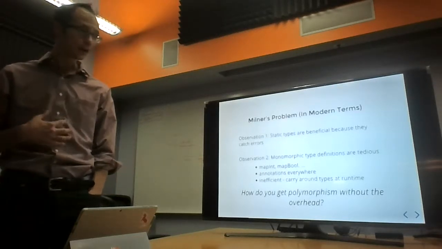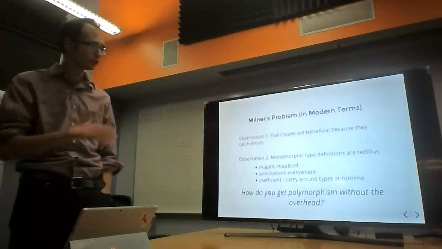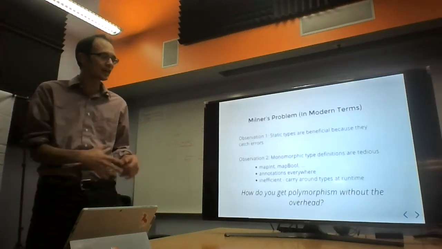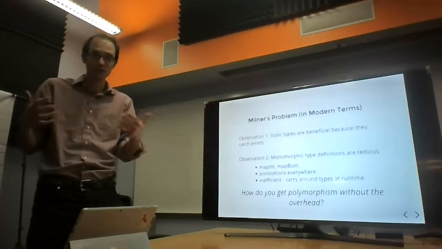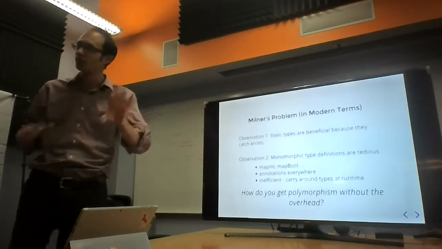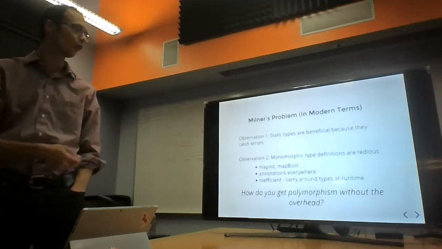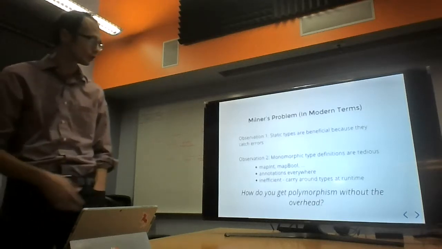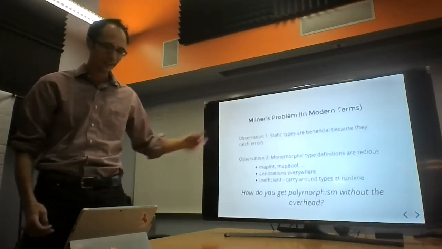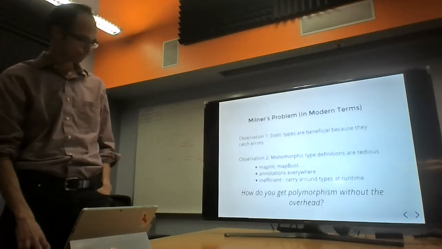So for us, I think the way we'd probably pose Milner's problem today is how do you get polymorphism? How do you write functions that are polymorphic without all of the overhead, right? Without having to either add explicit annotations or write functions that deal with all the different types that you want.